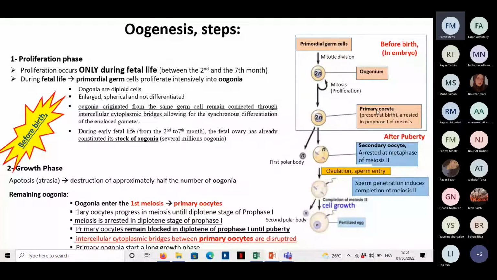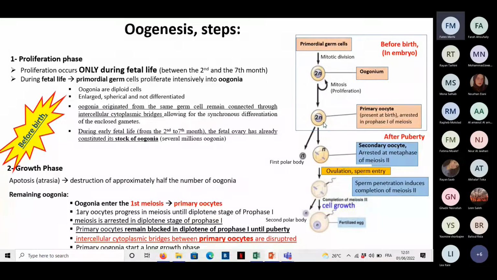Those primary oocytes will start the meiosis, and they will progress in it until the diplotene of prophase 1. If you remember, we talked last session that the oocytes will be arrested at the diplotene of prophase 1. So whenever those primary oocytes reach the diplotene of prophase 1, they will be arrested at this stage. They will no longer continue the meiosis, and the meiosis will be arrested here.